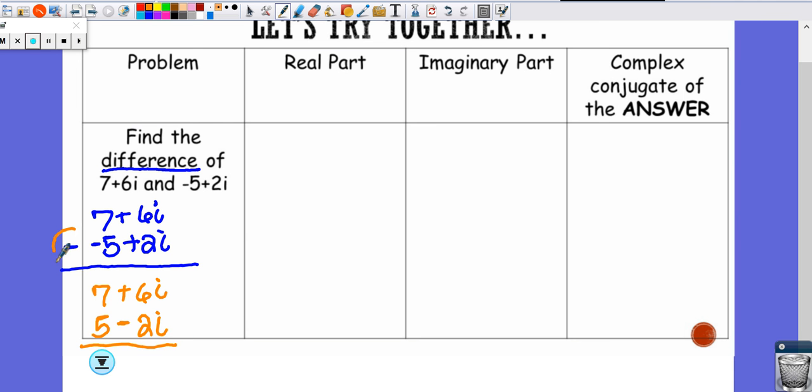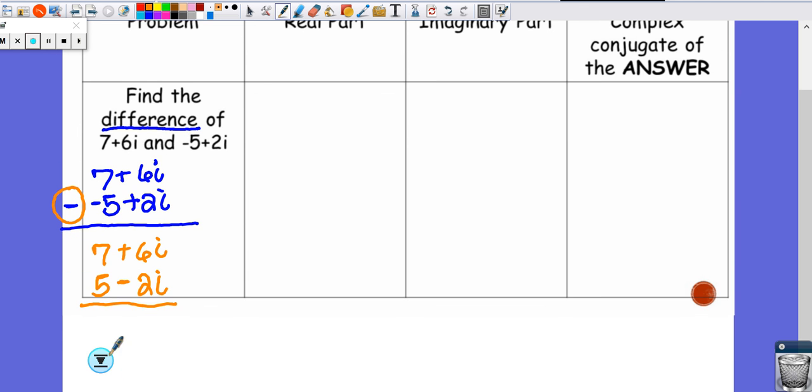So be very careful when you have a negative sign, because it's telling you to take the opposite of both of the numbers in the second part. And that's like distributing a negative 1. So now we can put a plus here since we've taken care of that minus. So 7 plus 5 is 12. 6 minus 2 is 4, so that's plus 4i. So here the real part is 12, the imaginary part is 4i, and the complex conjugate of the answer means to take the opposite of the imaginary part, so we get 12 minus 4i.